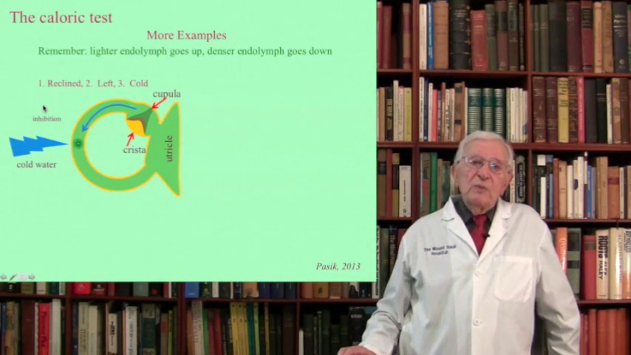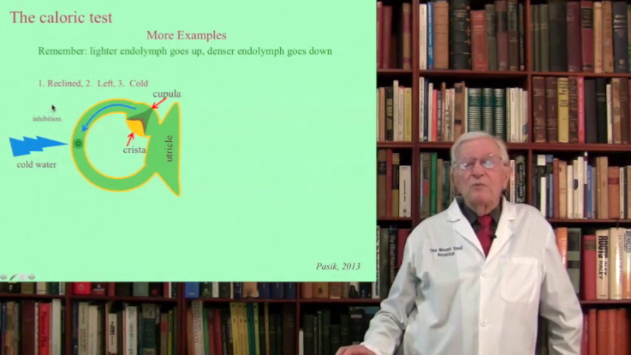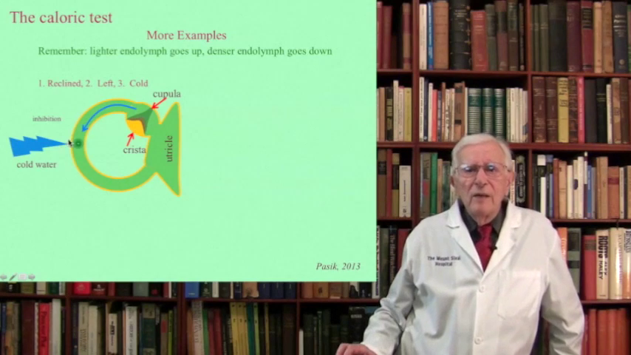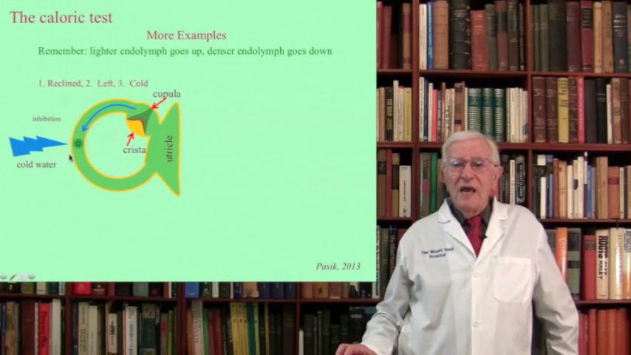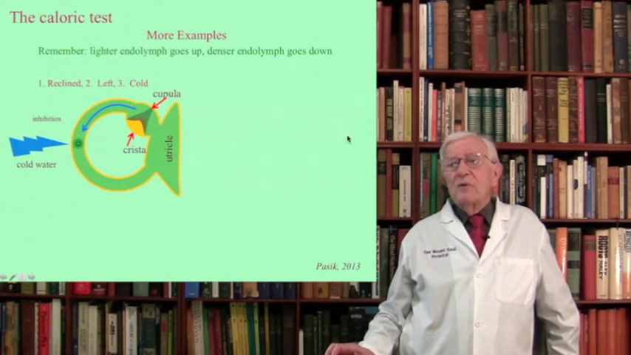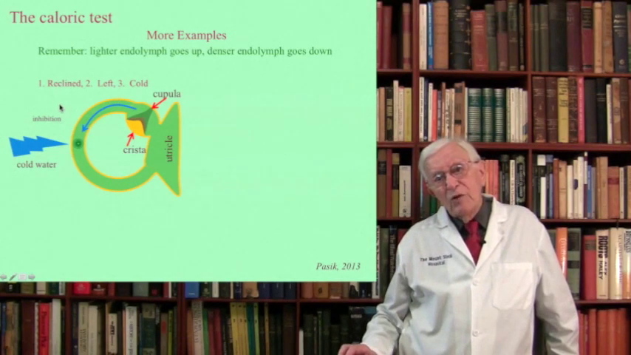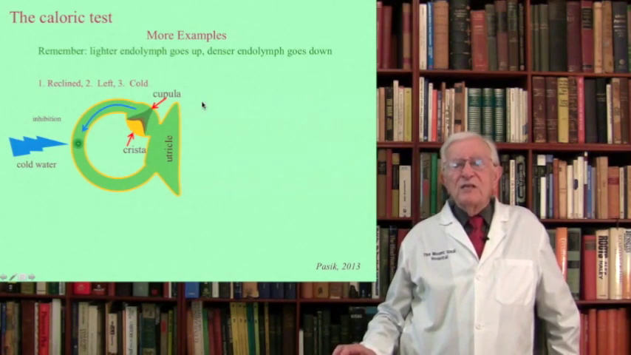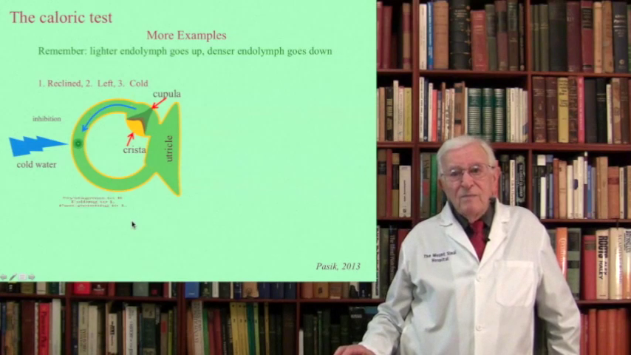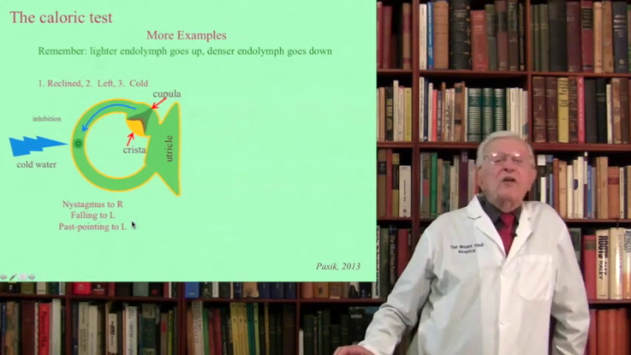So how is it going to be reflected in the eye movements? Well, if there is inhibition of the left, all right, it means that there is a predominance of the right that will pull the eyes to the left, and the eye will reset to the right. So it means that the nystagmus will be to the right, but the past pointing and the falling will be to the left.